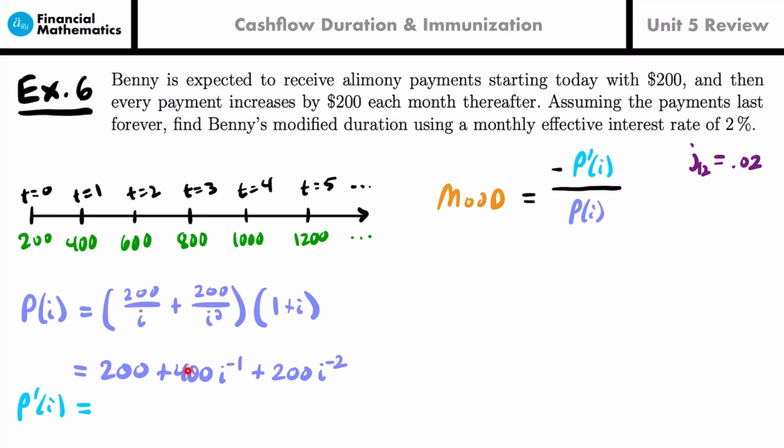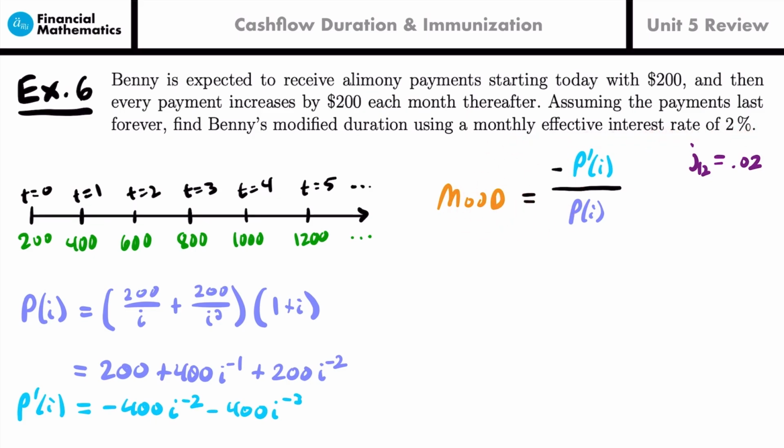We'll multiply the -1 down, so we'll get -400 times i, and then we need to subtract 1 from the exponent, so our exponent will be -2. And then we'll take the derivative of this term. We need to multiply -2 down, so -2 times 200 is -400. So we have minus 400 times i to the power of -3, right? We subtract 1 from that exponent, so -2 becomes -3. So now we have both the present value function and its derivative that we can use for this modified duration at a monthly effective interest rate of 2%.